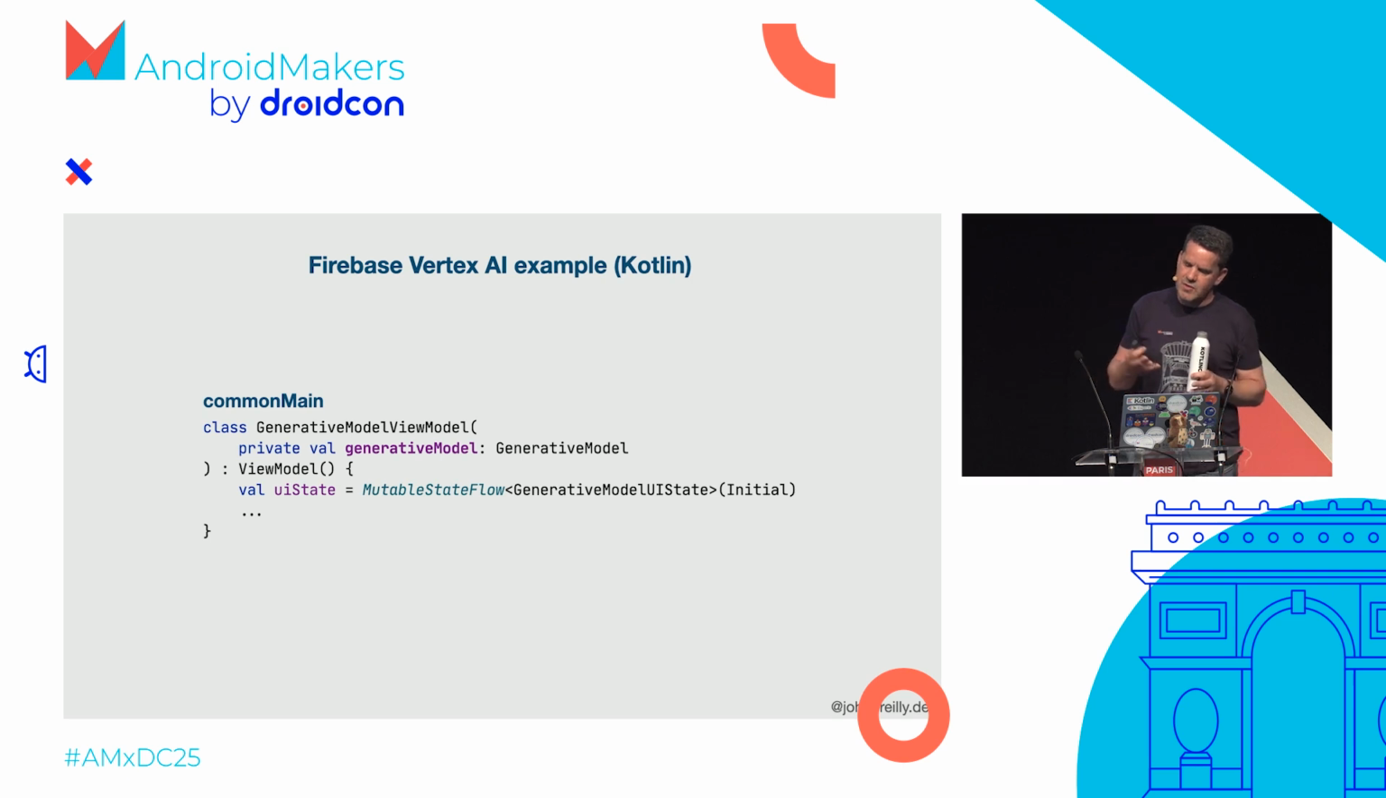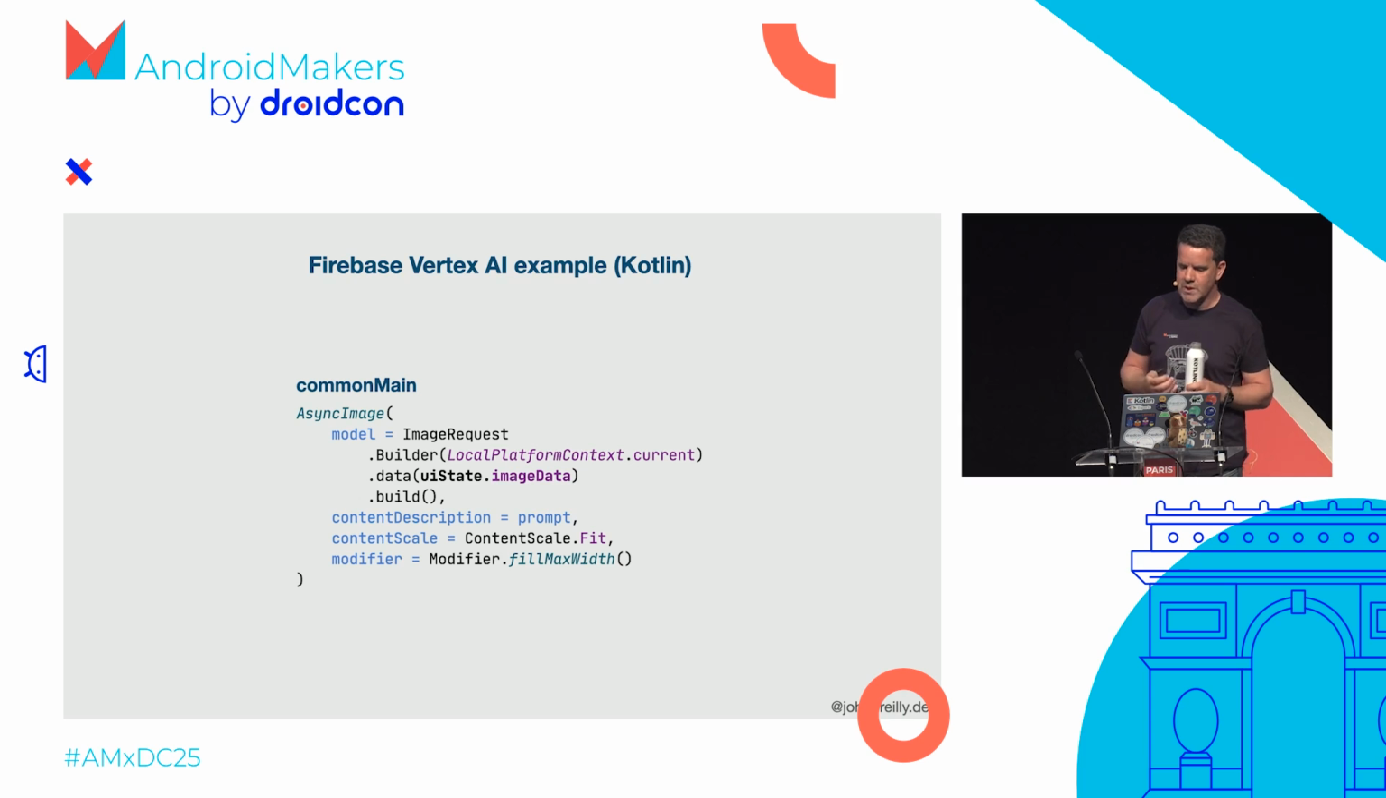And here we can see that GenerativeModel instance getting injected into the ViewModel in commonMain. Koin will inject the platform-specific instance of this, depending on the platform we're running on. And then showing Compose code using Coil to display the generated image. And again, this is in common code.